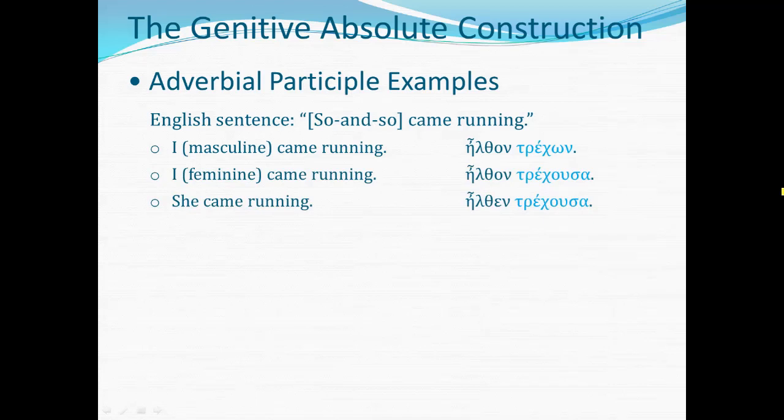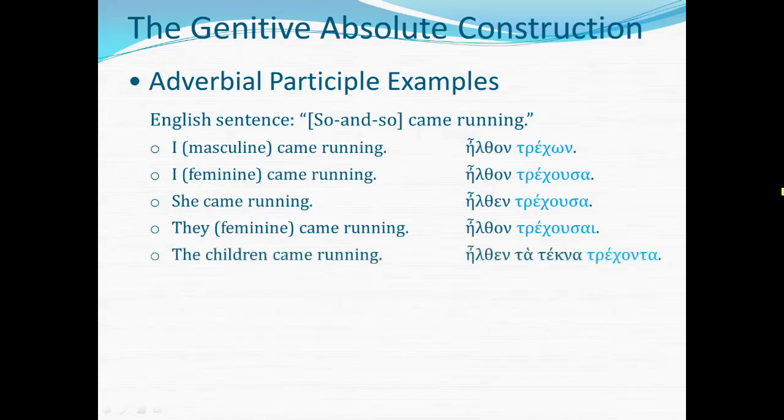Let's shift to the third person. She came running. Still obviously a feminine subject, so the participle will be the same, feminine nominative singular. What if we had a group of women who came running? They, feminine, came running. Well, then you'd have to have a plural participle, eilthon trekusai. And the verb is now third plural, the participle feminine nominative plural.